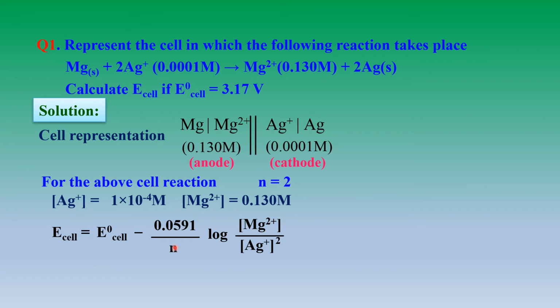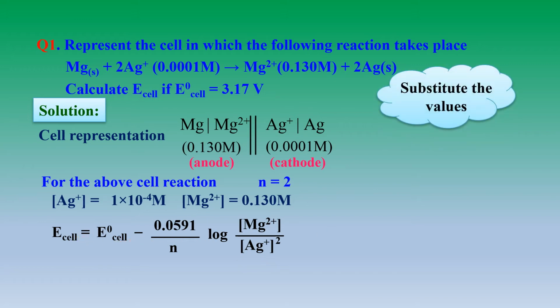Now substitute the value of N and the Mg2 plus concentration, the Ag plus concentration, and the E naught of cell value. All the values you have to substitute. So if I substitute, the equation becomes 3.17 minus 0.0591 divided by 2 log of Mg2 plus value, which is 0.13, and the Ag plus value is 1 into 10 to the power minus 4, and we have to raise it to the power 2, so it is 1 into 10 to the power minus 4 in whole square. You have to write it. This equation should be further simplified.